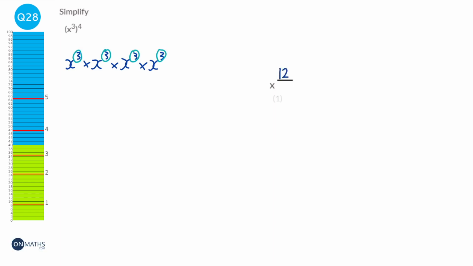Now there is a simple rule here that we can use. Whenever you've got a power on the inside of a bracket and a power on the outside of the bracket, all you need to do is multiply them together. 3 times 4, which is 12.